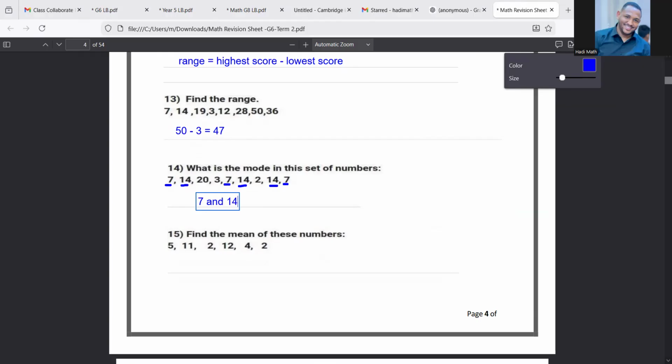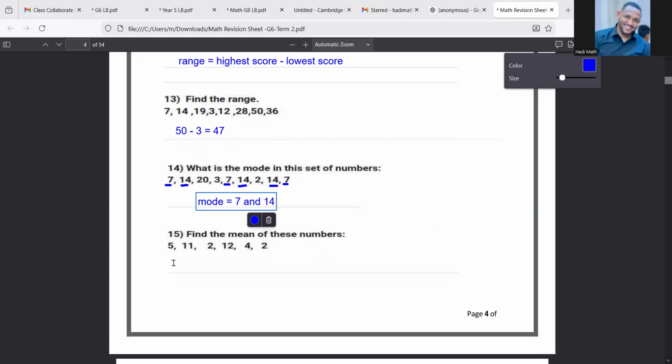I have many students, they look at the 7, oh, 7 repeated 3 times, okay, then go write 7. Or 14 repeated, oh, right. No, you must write mod equals 7 and 14. If you write 7 it is a wrong answer, 14 is a wrong answer. You must write both of them together.